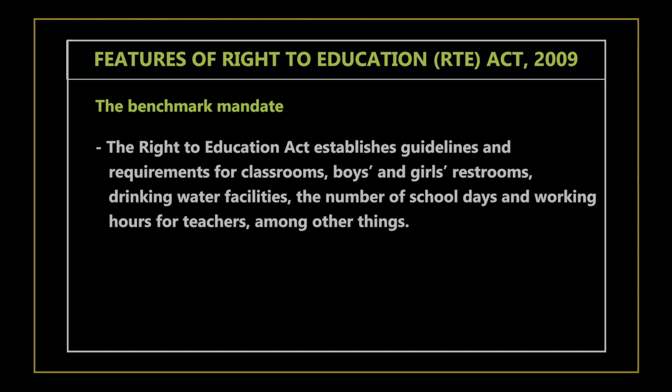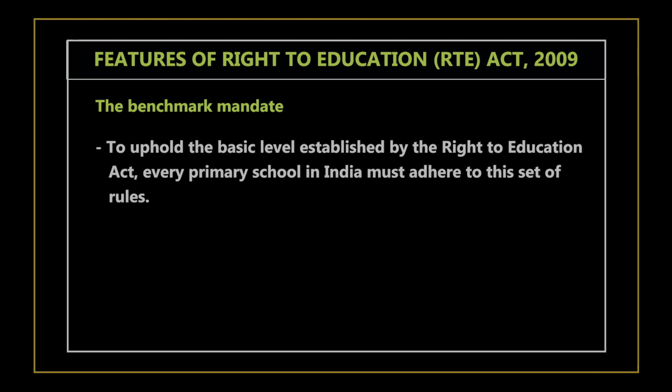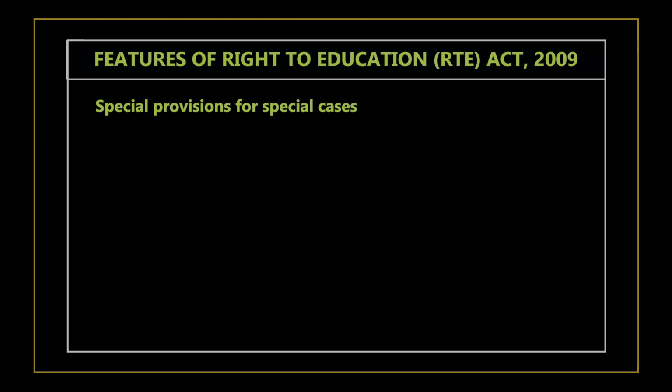The Right to Education Act establishes the guidelines and requirements for classrooms, boys' and girls' restrooms, drinking water facilities, the number of school days and working hours for teachers, among other things. To uphold the basic level established by the Right to Education Act, every primary school in India must adhere to this set of rules.